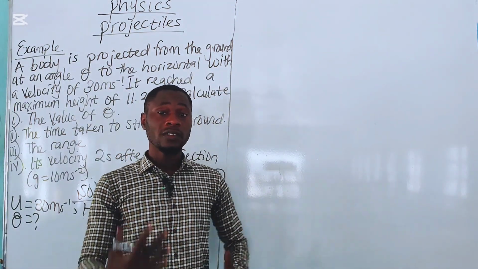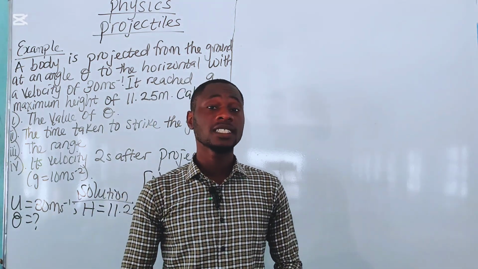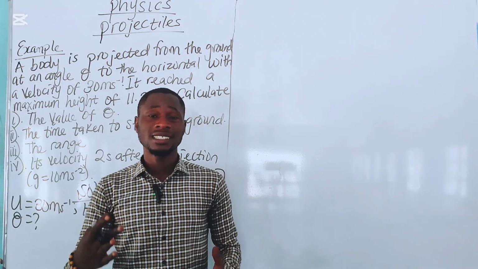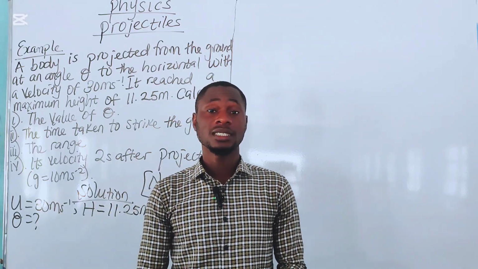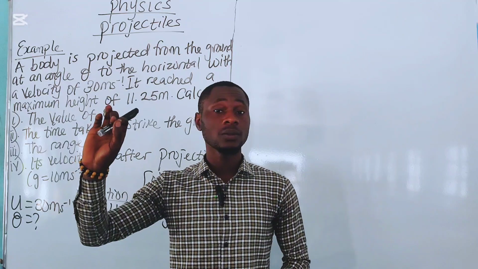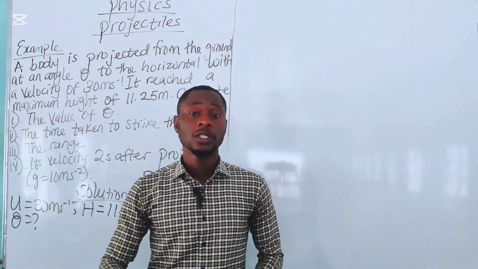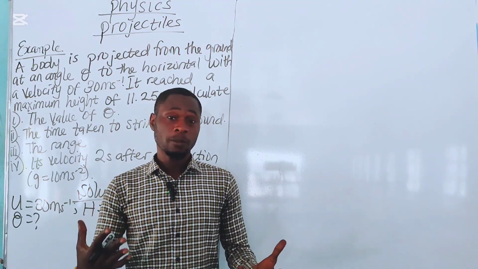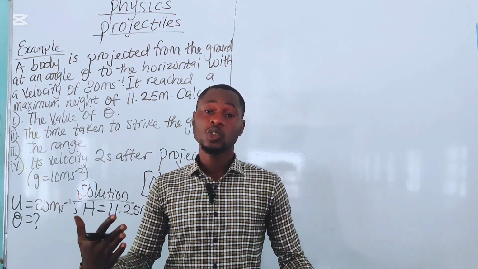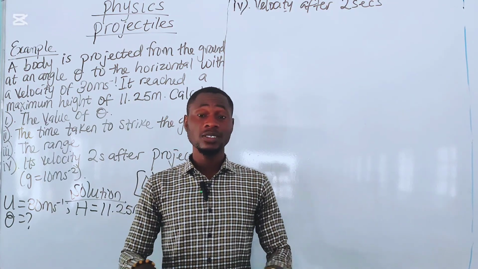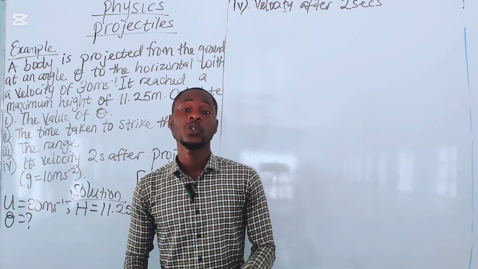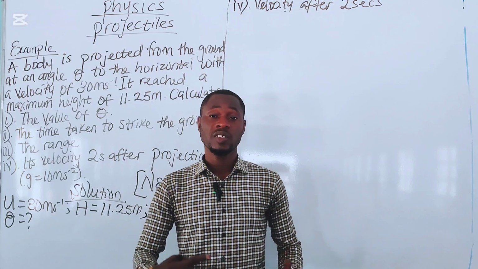Okay, so we're looking for the velocity of the body 2 seconds after projection. Now remember that a projectile at every point in time has 2 independent velocities, except at the maximum height, where the projectile only has the horizontal component. So it means that after these 2 seconds, the projectile still has a vertical component and a horizontal component. So since we are looking for the velocity after 2 seconds, we need to obtain its horizontal component and also its vertical component. Then we'll find their resultant.